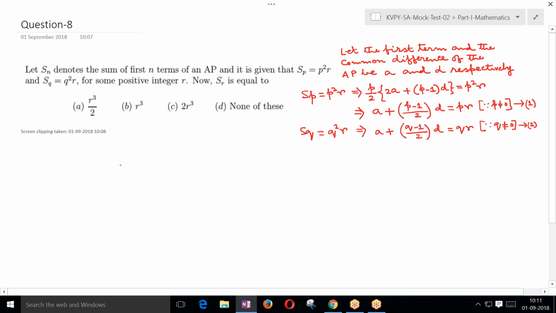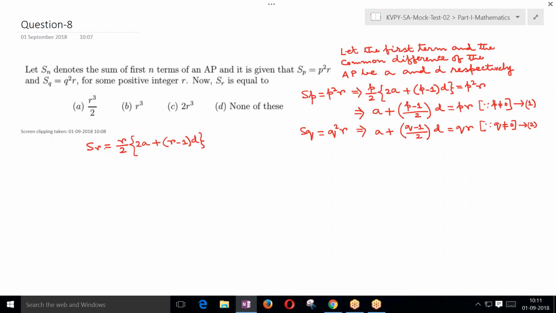Now what do we need to find? We need to find Sr. Sr means r by 2 into twice A plus r minus 1 into D. That is what we need to find. The value of the expression Sr should be in terms of r, so it cannot be in terms of A and D.